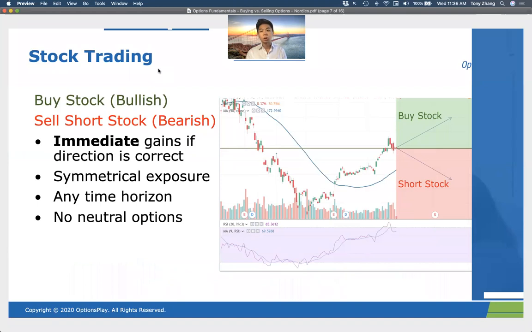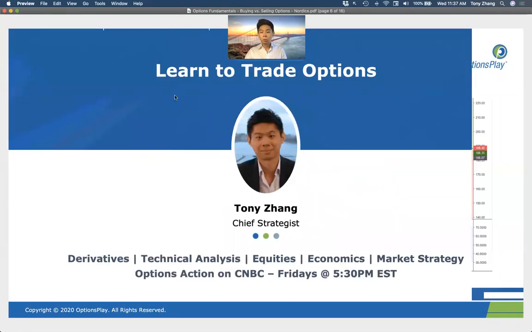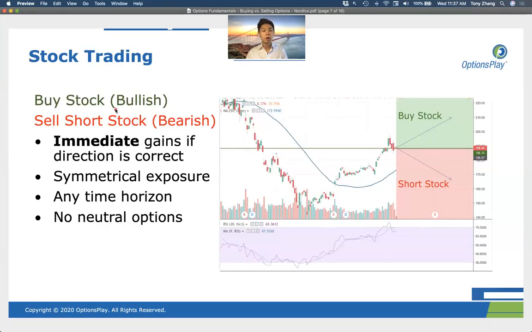So in order to do that, we start off with stock trading. Now, before I jump into this, how many of you currently trade stocks? Please type S into the chat window if you currently trade stocks in your portfolio. Okay, so I see a lot of yeses, a lot of S's. And so the reason I bring this up is because most of us are familiar with stock trading. And when we refer to stock trading, it is what I call pure bullish and pure bearish exposure.